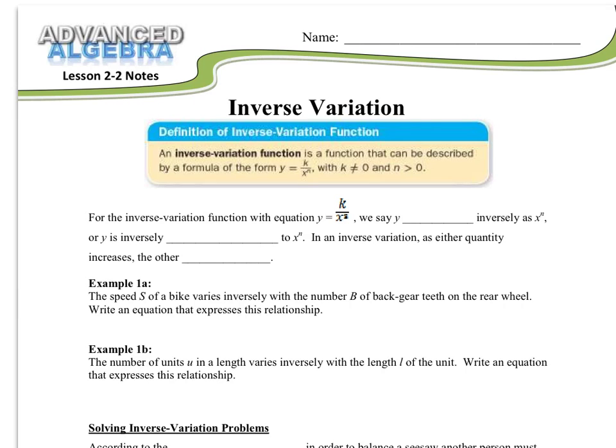Today we're going to talk about lesson 2.2, which is about inverse variation. In lesson 2.1 you learned about direct variation, so now we're going to talk about inverse variation.